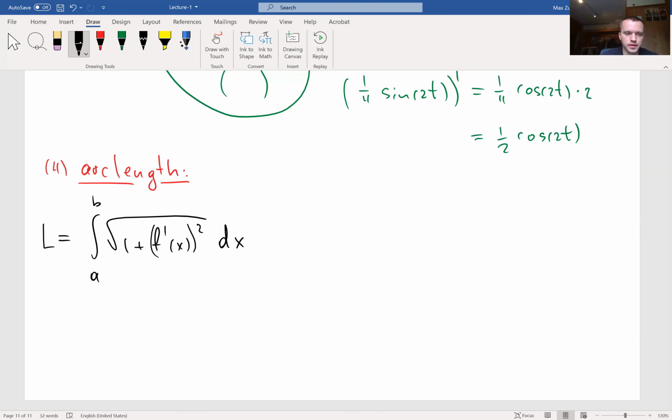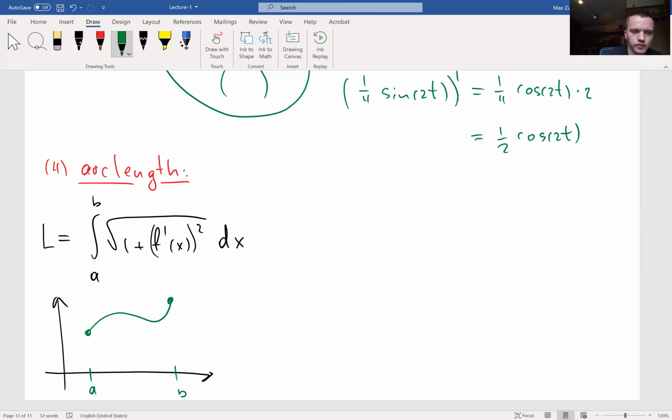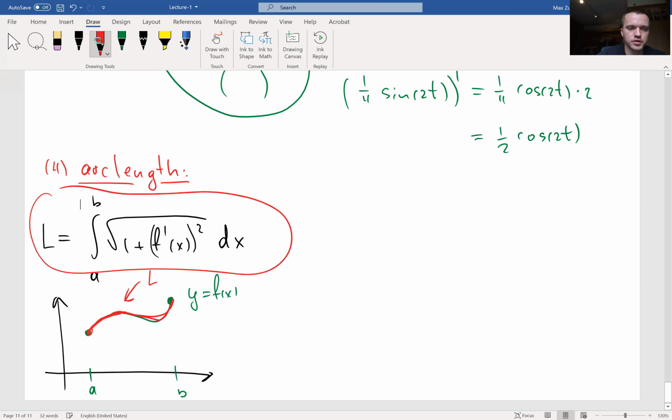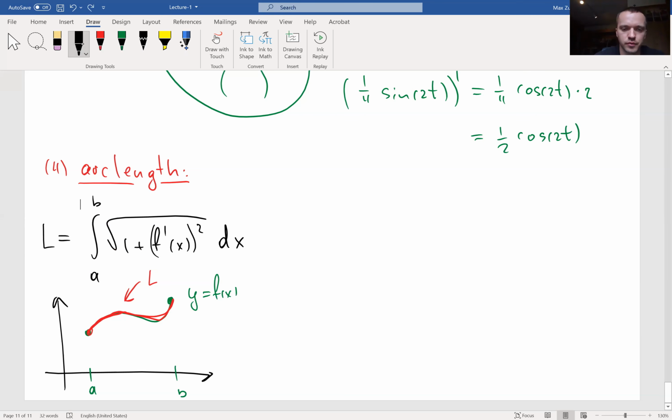Okay, so again, just to briefly review, if we have a function between a and b that looks like this, y is equal to f of x, then finding the arc length, you're just finding the length of this curved line segment. This is L. So to find the arc length using parametric equations, we just need to take this formula again and rewrite it using parametric equation notation.